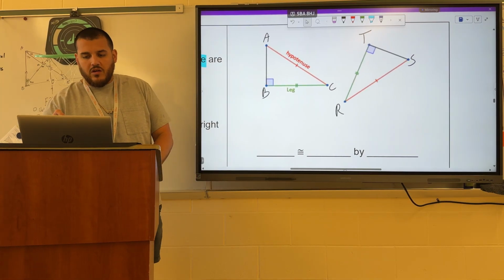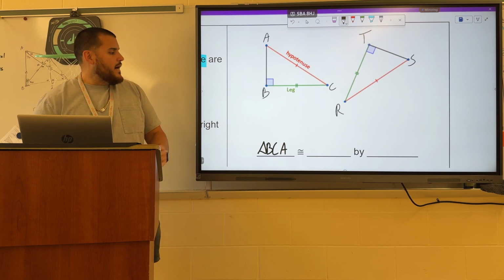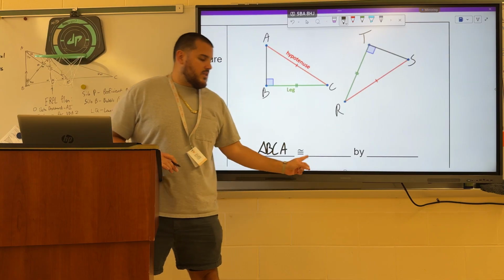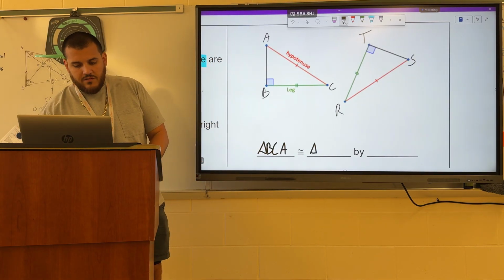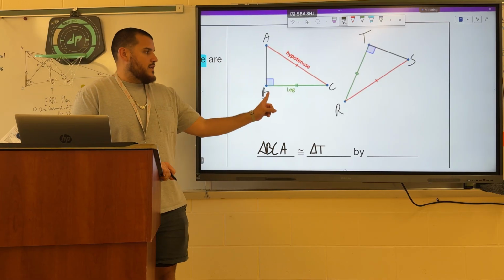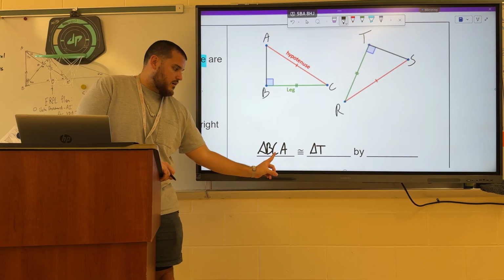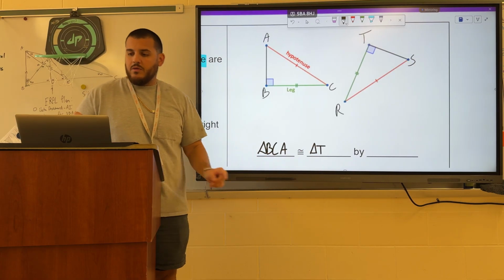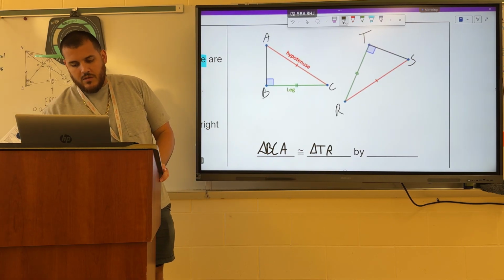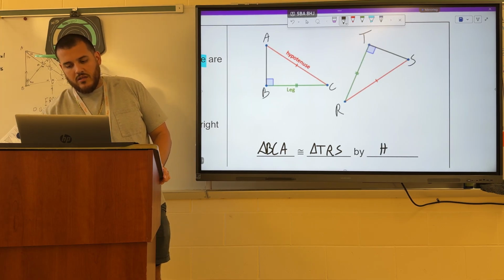I'm going to call this triangle on the left triangle BCA. I know angle B is congruent to angle T, so I need to make T the first letter for this name to be matching positions. I know that side BC is congruent to side TR, so since BC are my first two letters, TR needs to be my first two letters here, which means S will have to be the last letter. These are congruent by the hypotenuse leg theorem.